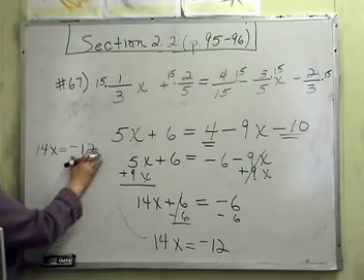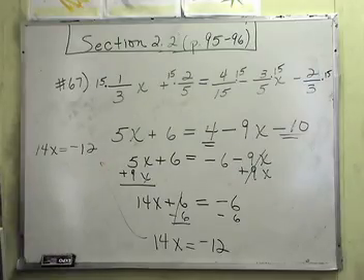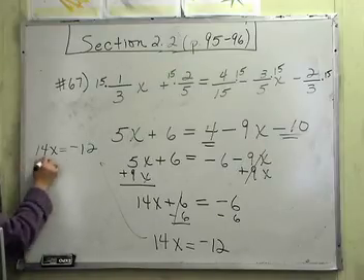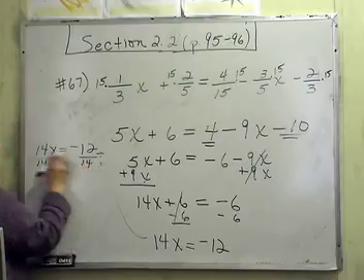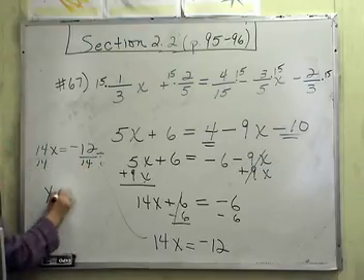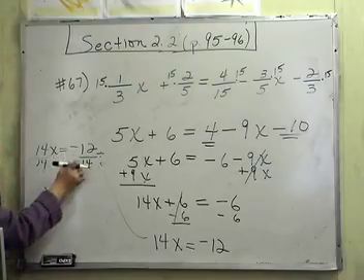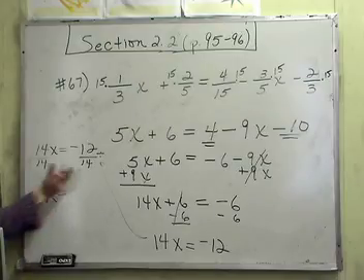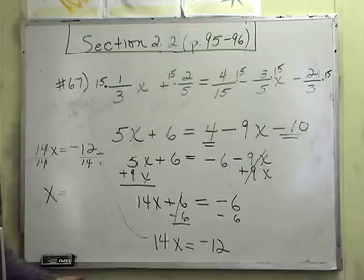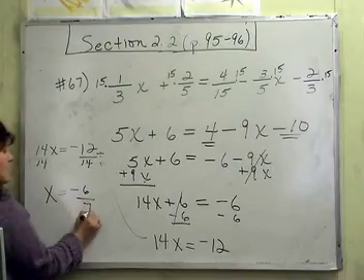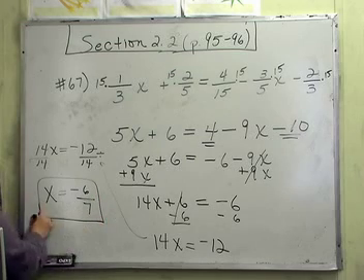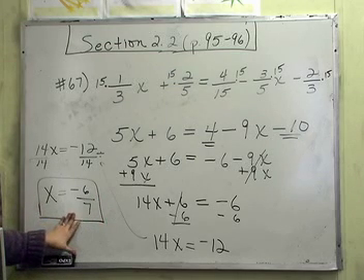Okay, so we have 14x equals negative 12. I will divide both sides by 14. Any number divided by itself is 1, so it's 1x. Negative 12 divided by 14, I'm going to reduce that fraction. It cannot be divided evenly into an integer, so reduce it so it becomes negative 6/7. That is your final answer.